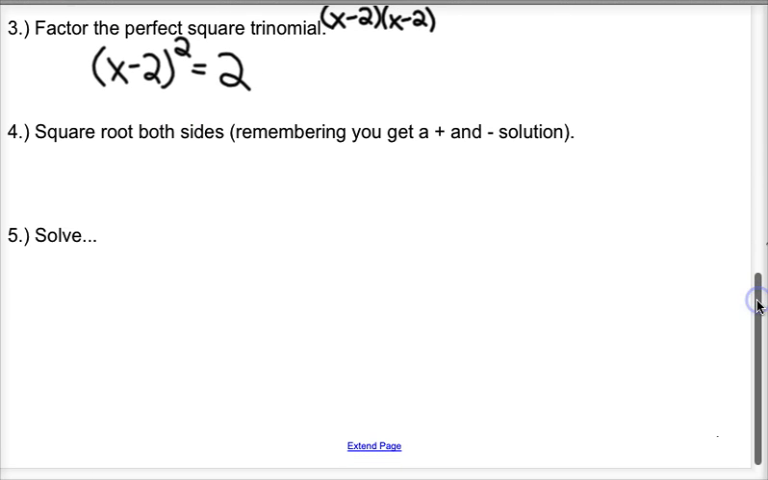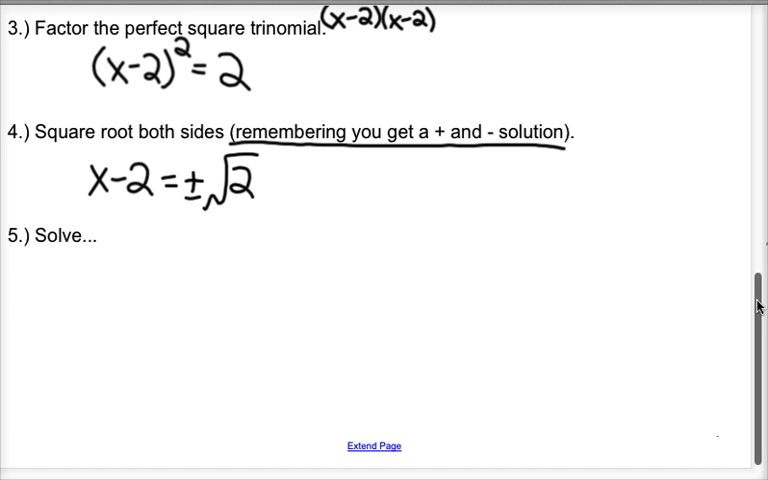Now it says square root both sides. So to square root both sides, well, a square and a square root, they undo each other. So on this side of my equation, I only have the x minus 2 left. On this side, when I square root that 2, I'm getting a plus or minus square root of 2. So again, the next important thing to know is square rooting undoes the square. And it's important to remember you're getting a plus and a minus. That's how you're getting your two solutions.